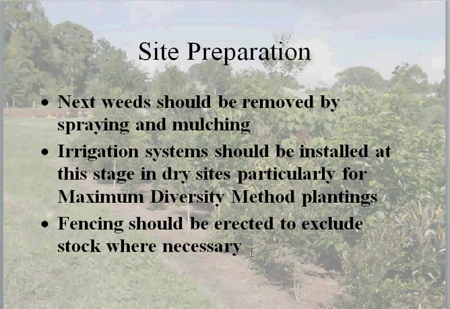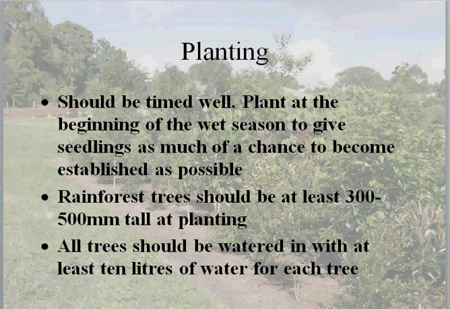After you've prepared the site well, I would imagine something like mechanical cutting of the weeds, initial spray, leave it for a couple of weeks and then spray once again all the germinating weeds which are coming up. After about a week, then you can get into the planting stage. Planting should be timed well at the beginning of the wet season to give seedlings as much of a chance to become established as possible.